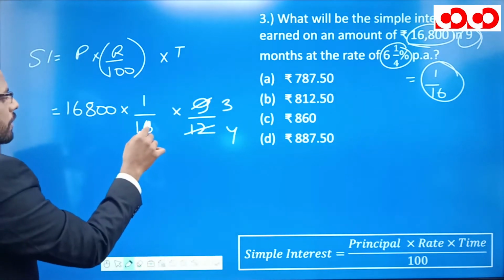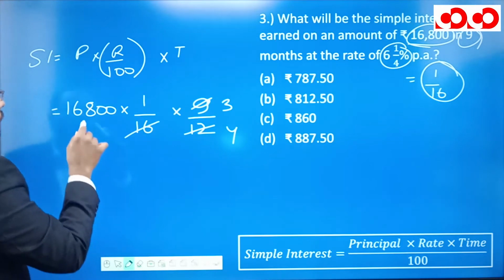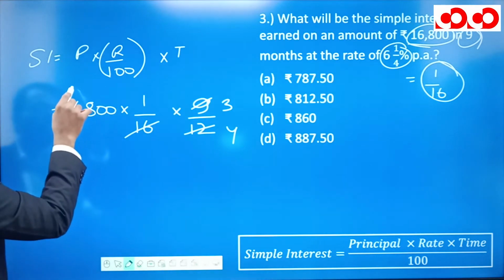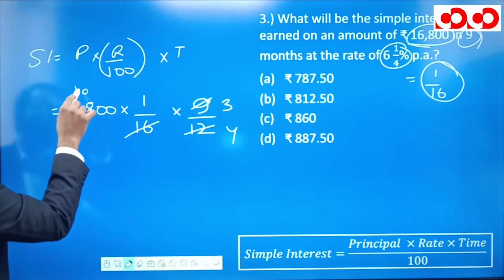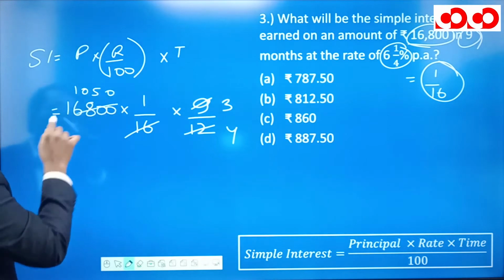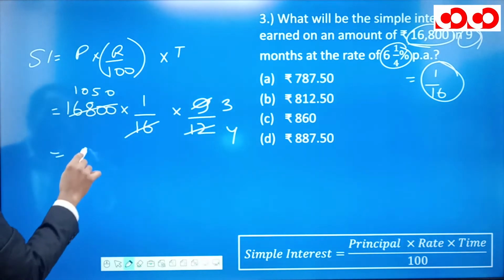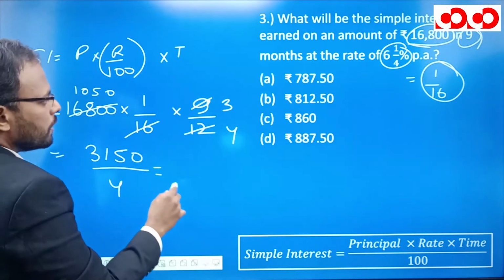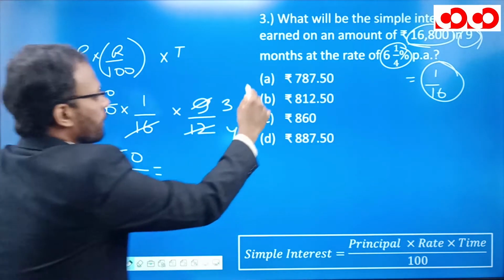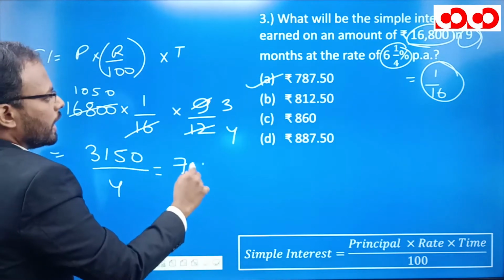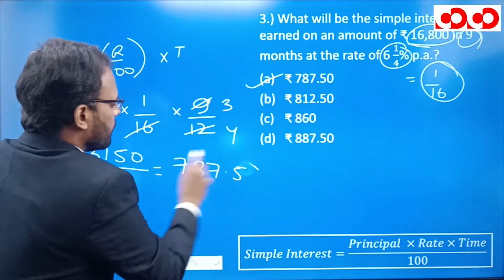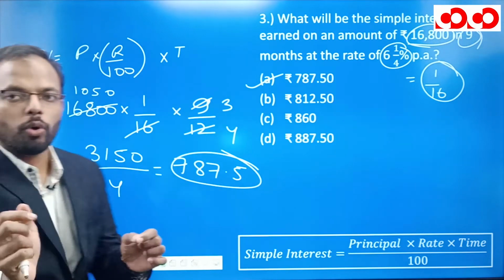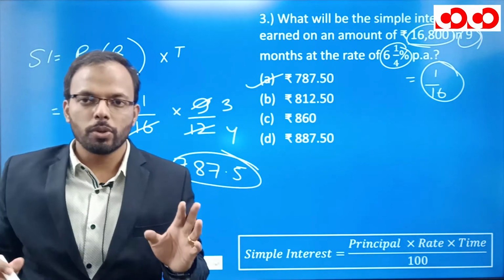And if I try to cut it by 16, it will come out to be 1050. And now this is 3 multiplied by 350 by 4, which comes out to be 787.5, right? This is our simple interest. I hope this third question is also clear to you.